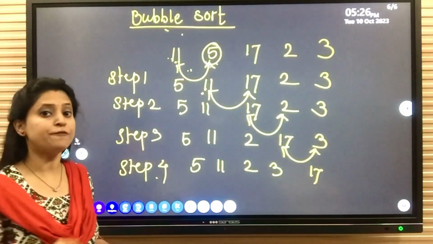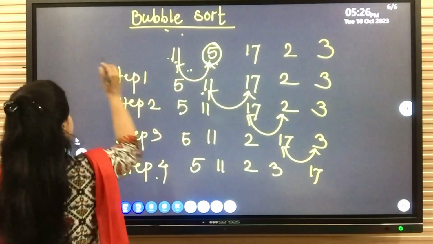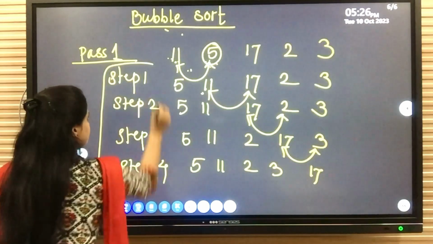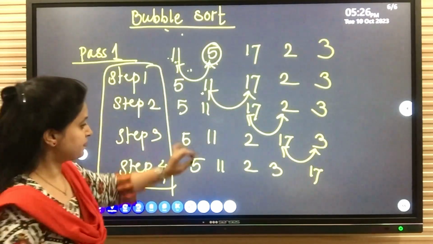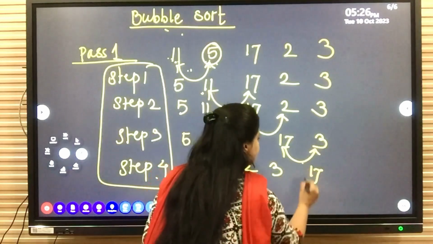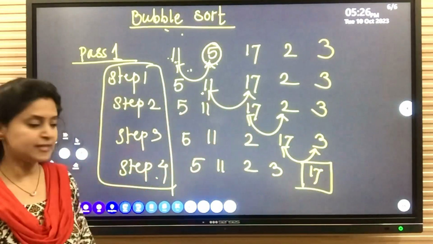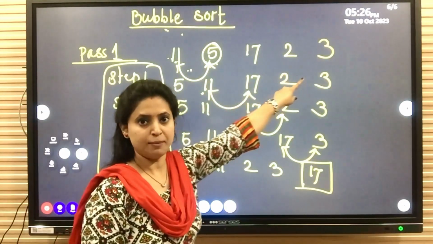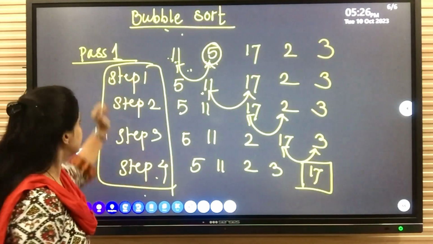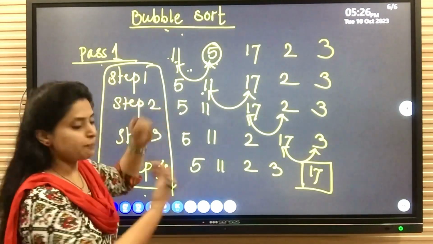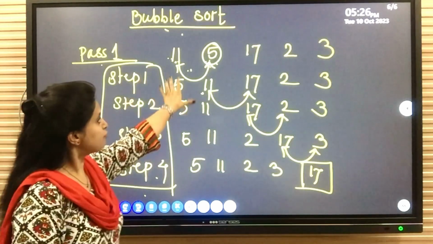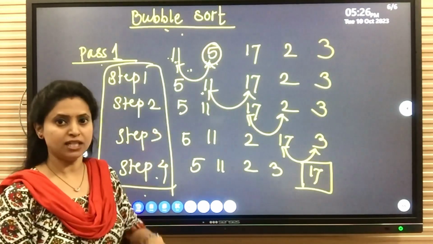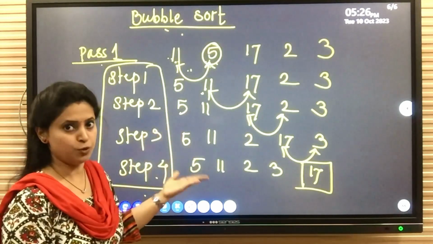Now this is your first pass. We haven't completed the sorting. Here we have completed our pass 1. So this is a total of 4 steps, and at the end of this first pass, the largest number is placed at the last position. Now if we are having 5 elements, we are having these 4 steps in the first pass. So we have to repeat this again, starting from the first element again in the second pass. Then we have to go to the third pass and then the fourth pass, and that way we have to proceed.